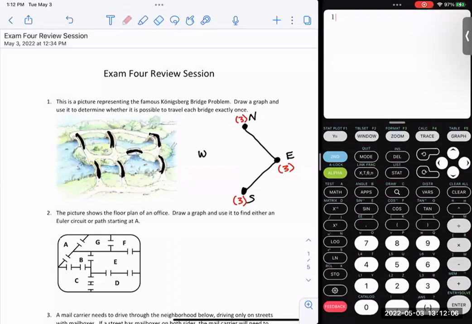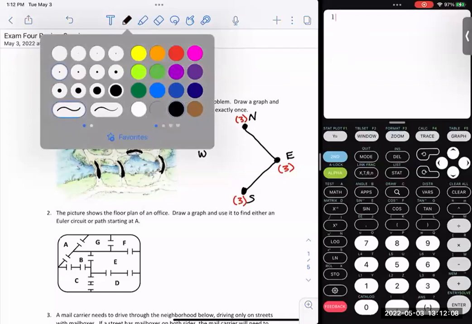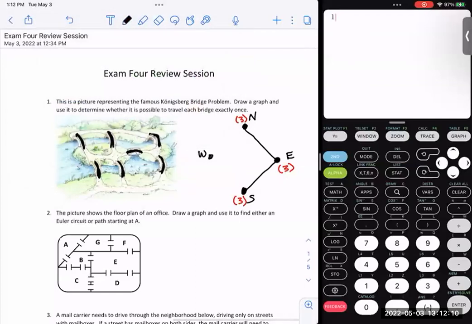Oh, I didn't mean to erase all that. Let me put it back. Hit undo. There you go. Perfect.